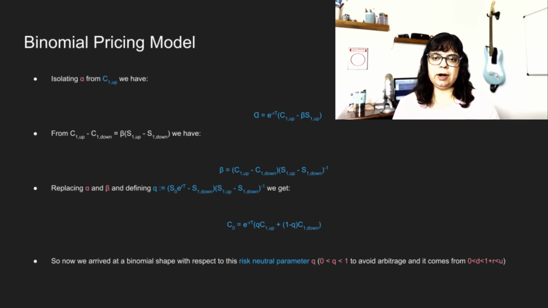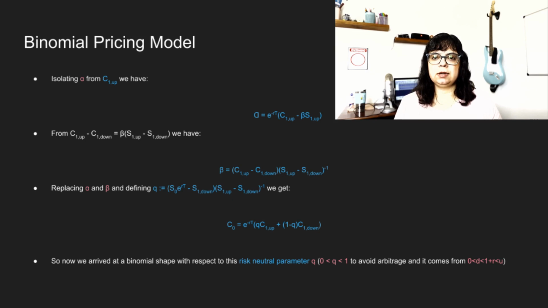So now that we have alpha and beta, we can replace them in the initial expression, and we are going to define a term here that we are going to call Q, just for mathematics manipulation. After that we will get that the initial value of the call option can be written as the expression C0 that you are seeing on the screen.